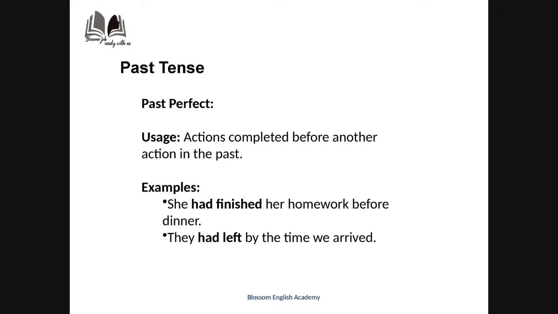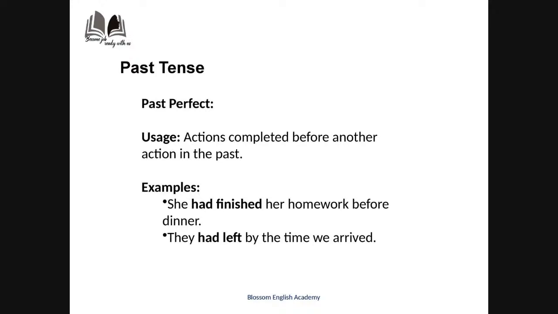She finished her homework. Okay, let's just read it completely. She had finished her homework before dinner. Now you can see that there have been two actions that have already been done, right? The first action is she finished her homework. Yes, homework is done, so one action is completed.